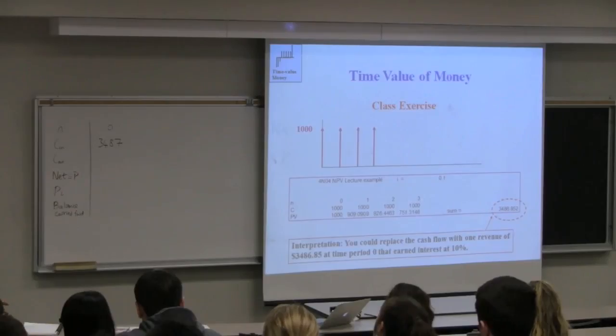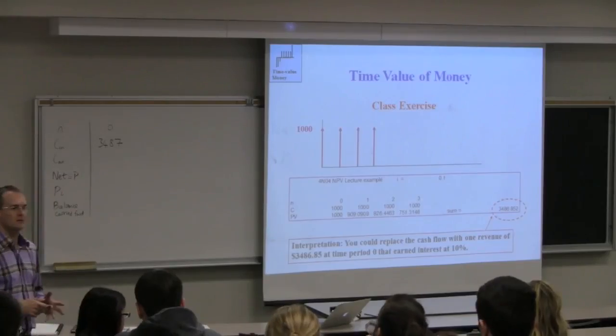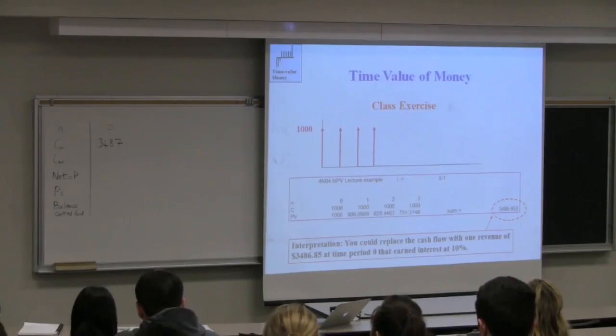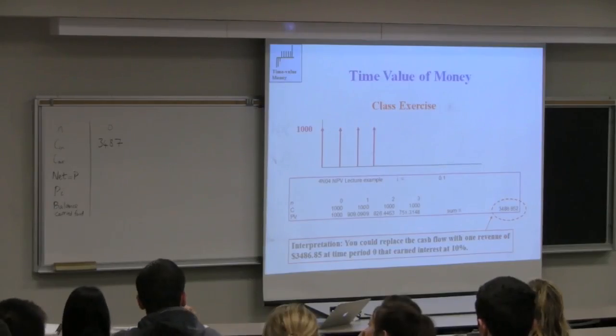What's wrong with my statement? Quickly calculate, in fact, what is $3,487 invested at 10% compounded over 4 years?